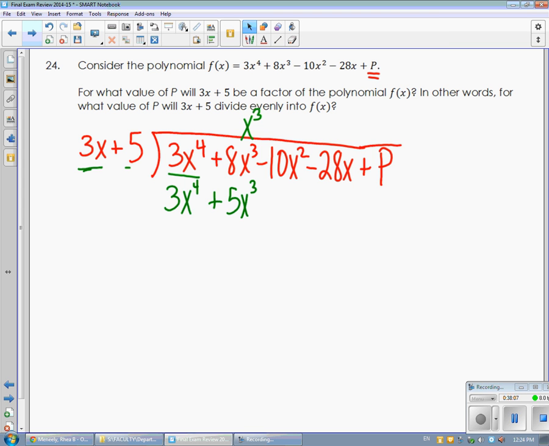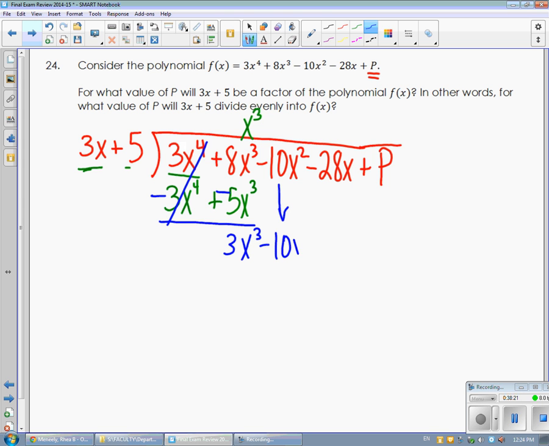Now remember, with long division, you must subtract, but you have to subtract both terms. So my x to the 4ths cancel. I've got 8x cubed and a negative 5x cubed. Together that gives me 3x cubed. And now I'm going to drop down my negative 10x squared.